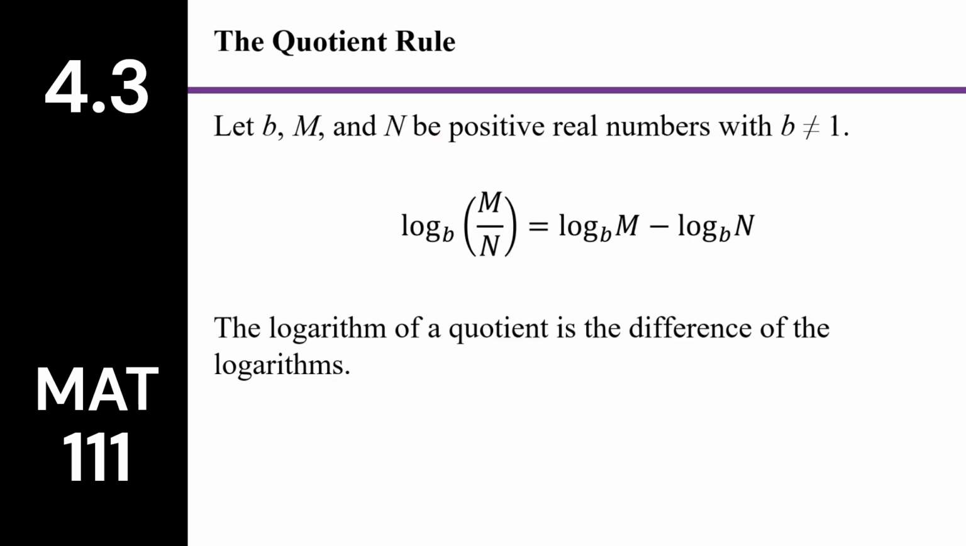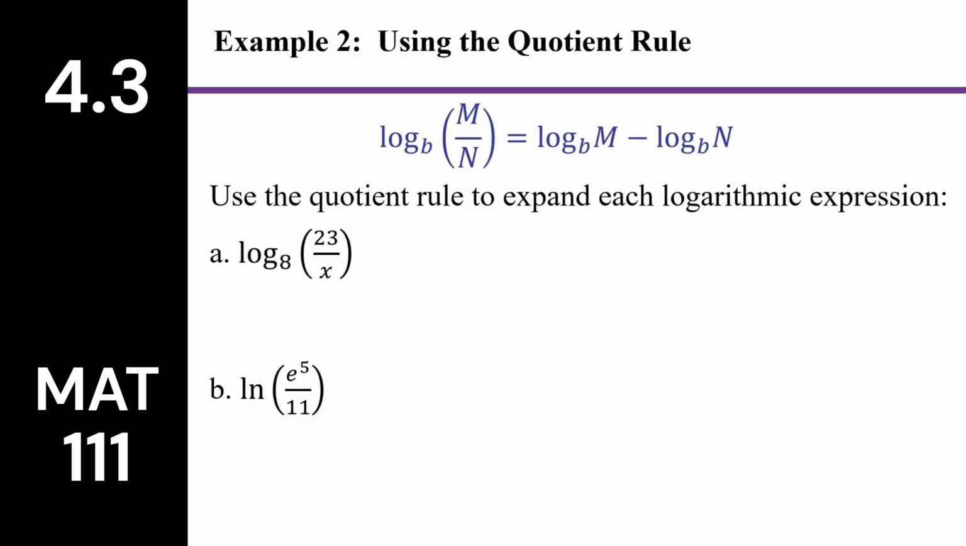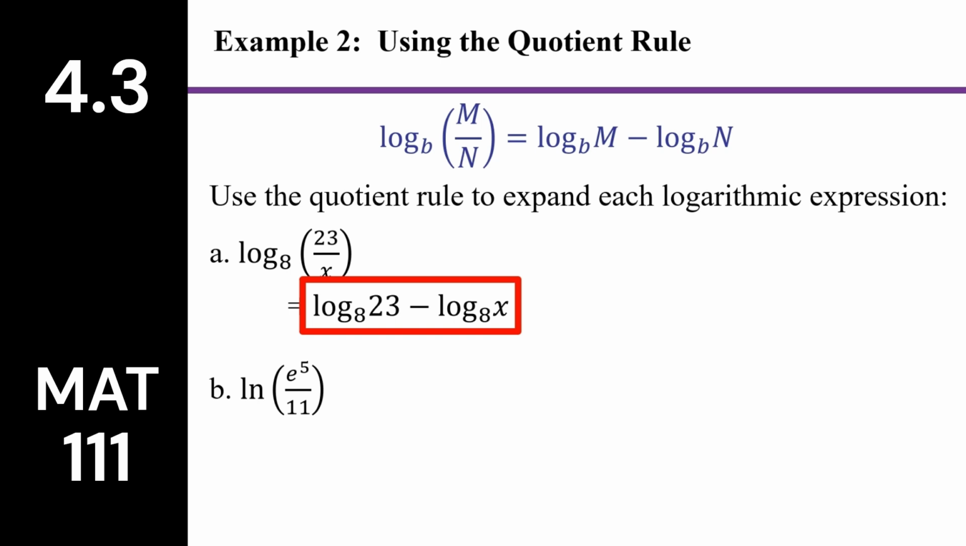Now let's take a look at the quotient rule. It says that the log of a quotient is the difference of the logs. In this example, we have the log base 8 of 23 over x, so we get the log base 8 of 23 minus the log base 8 of x. There is not a rational power that we can raise 8 to get 23, so this one is simplified.